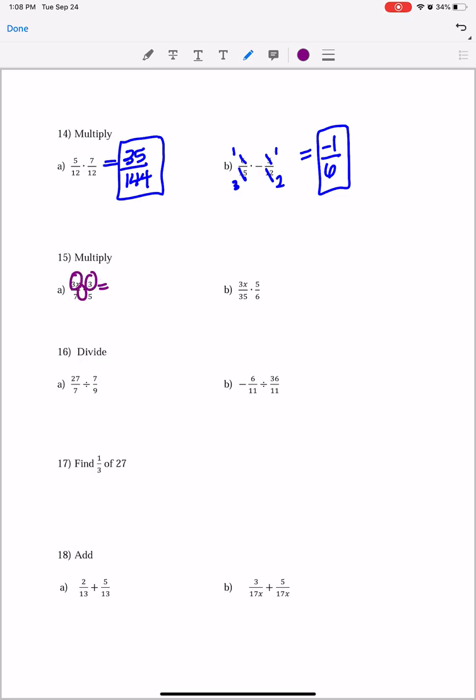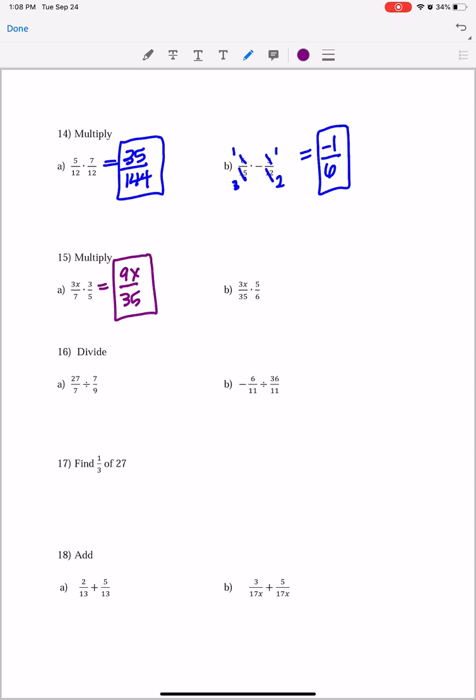3x times 3 is 9x. 7 times 5 is 35. And you're always wanting to check, can I reduce? But I know, since I couldn't cross-reduce, that I can't reduce.